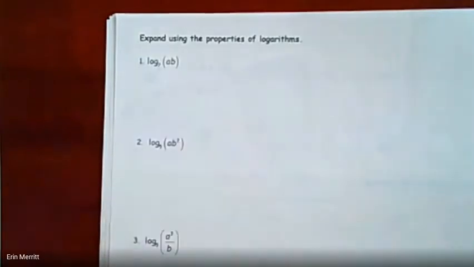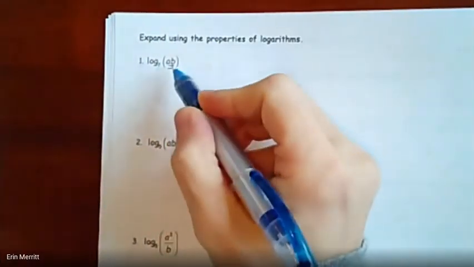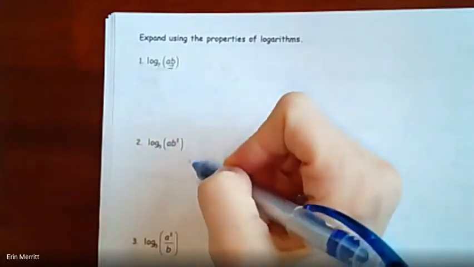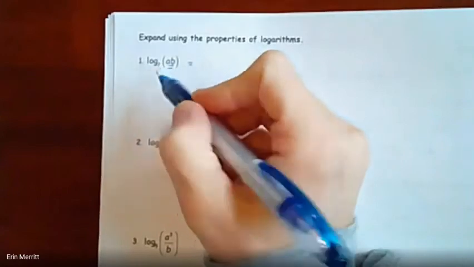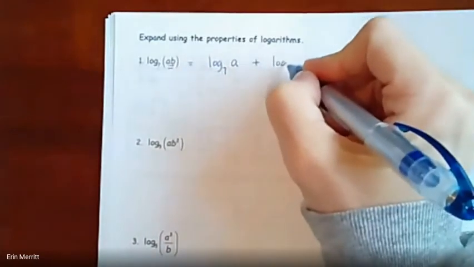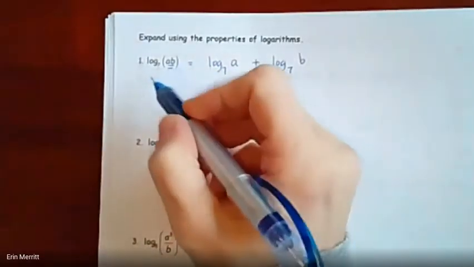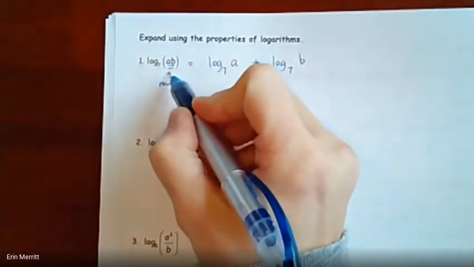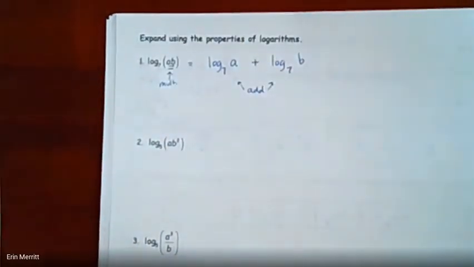So the first one, we have a and b multiplied together. So when you think we're multiplying bases, we would add exponents, means we're going to add the logs. The base is arbitrary. Just keep the base with it. So it would be log base 7 of a plus log base 7 of b. That's it. That's all you have to do. So you're using the rule that when it's multiplication here, it switches to addition over here.